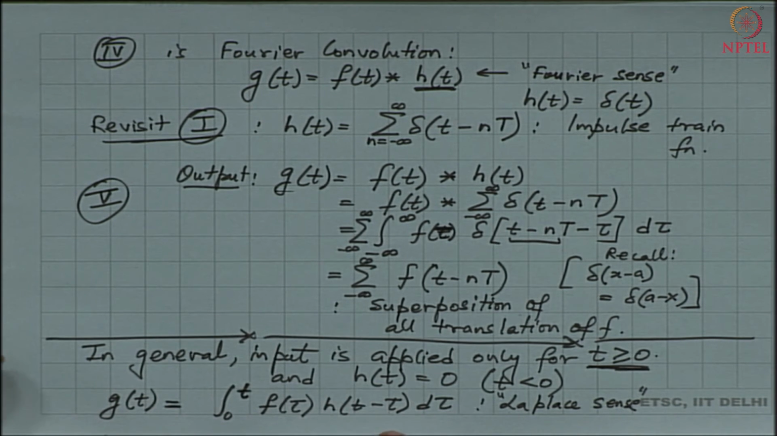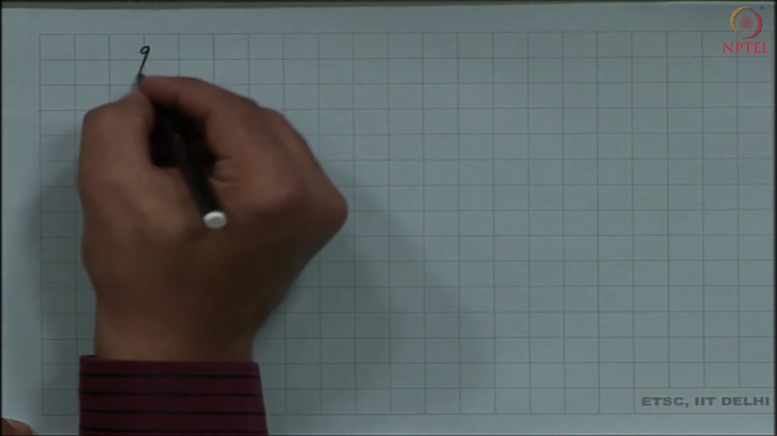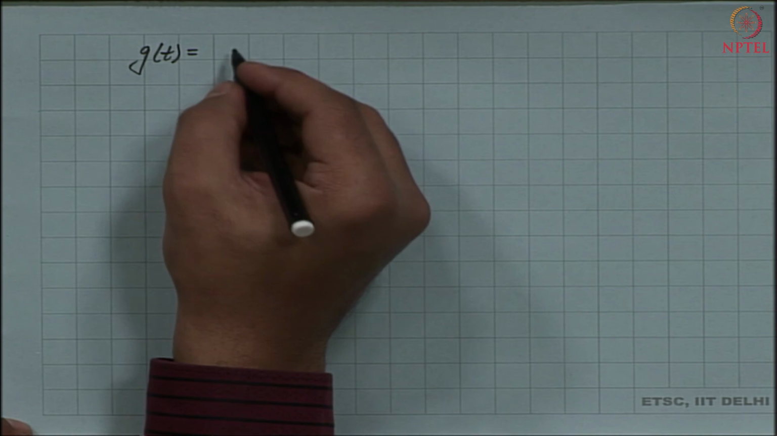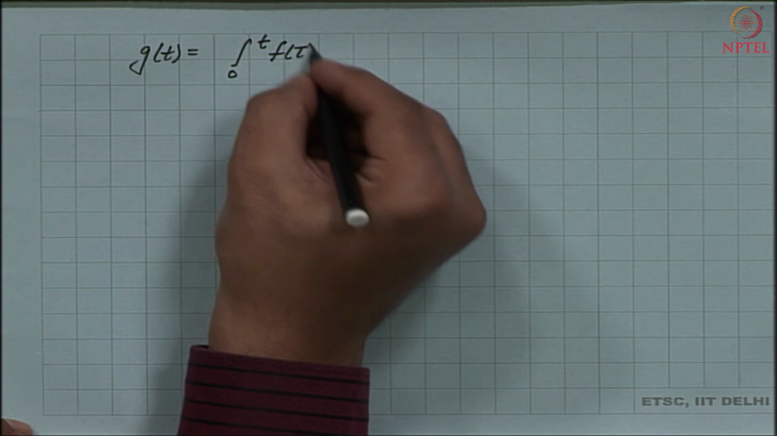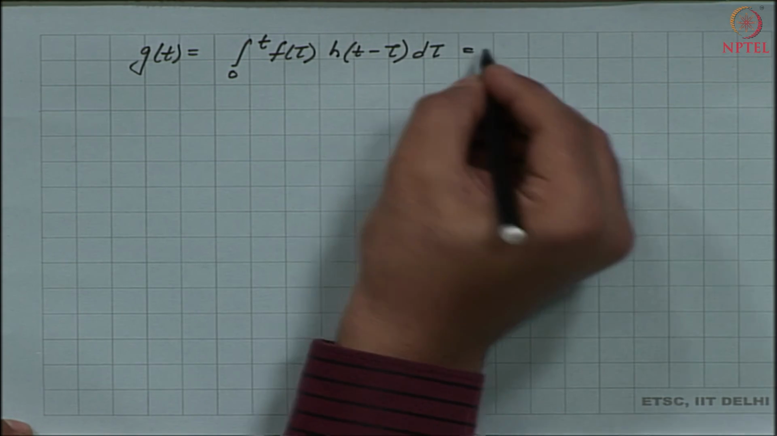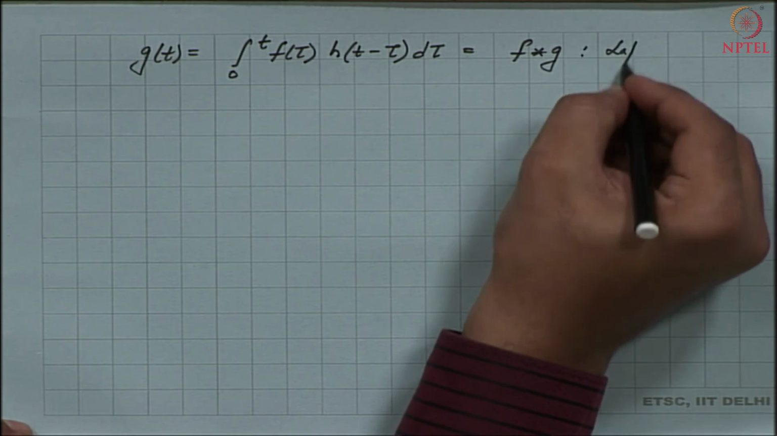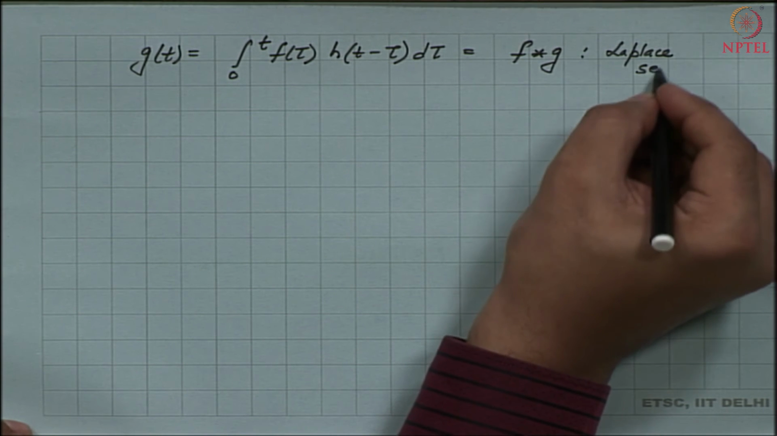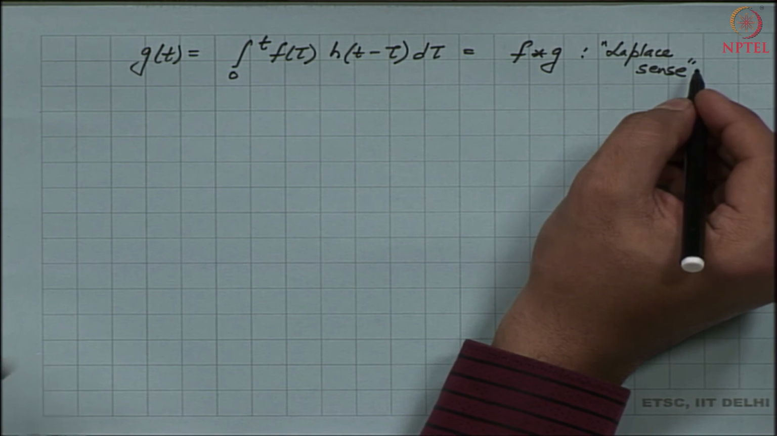Moving on, let me write this expression again, what I have just highlighted. So, g is the integral from 0 to t of f of tau h of t minus tau d tau. This is nothing but f star h in the Laplace sense. So, the convolution in the Laplace transform sense.